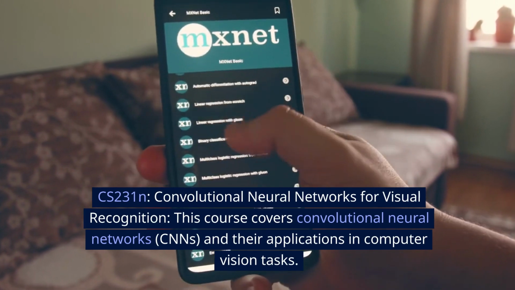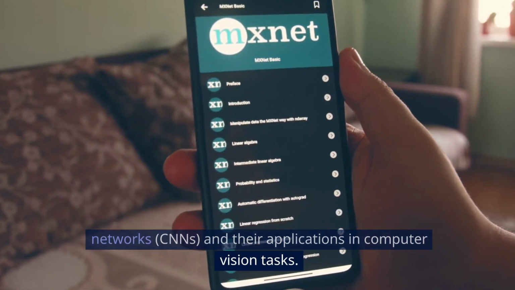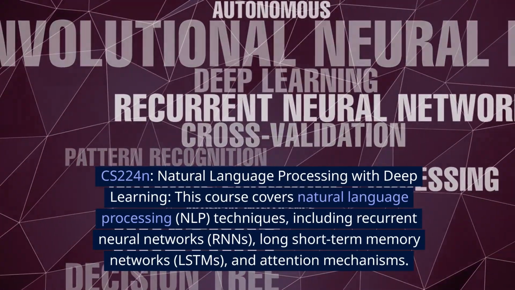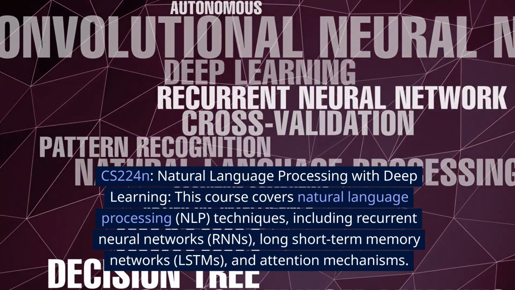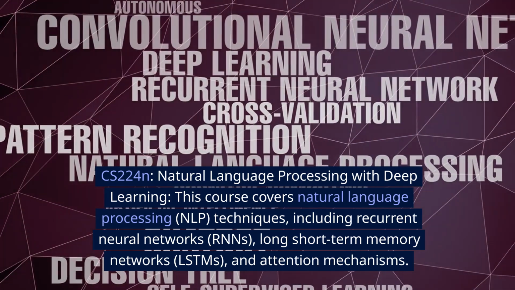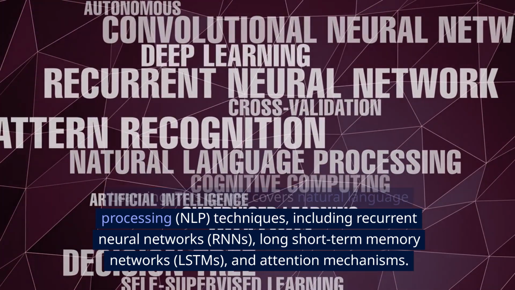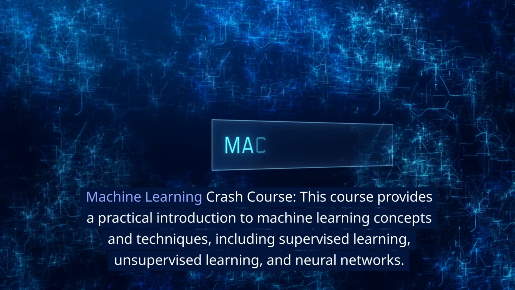This course covers convolutional neural networks, CNNs, and their applications in computer vision tasks. CS224N, Natural Language Processing with Deep Learning. This course covers natural language processing, NLP techniques, including recurrent neural networks, RNNs, long short-term memory networks, LSTMs, and attention mechanisms. Google AI, Machine Learning Crash Course.